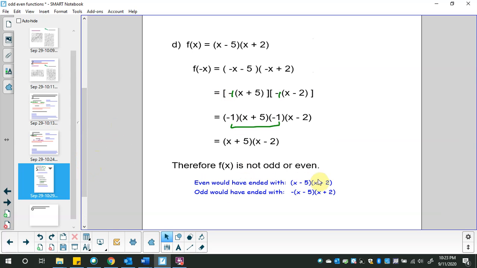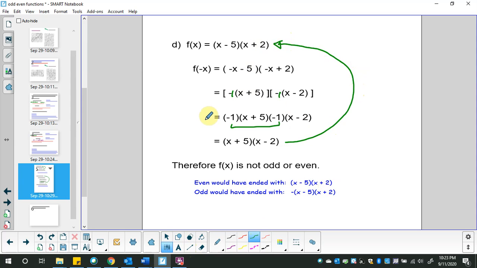If it was even, which is pretty easy to determine, you would have ended up with this, as in you would have ended up having the end result be the same as the original. If it was odd, you would have a bracket of x minus 5 and a bracket of x plus 2 with a negative out front.